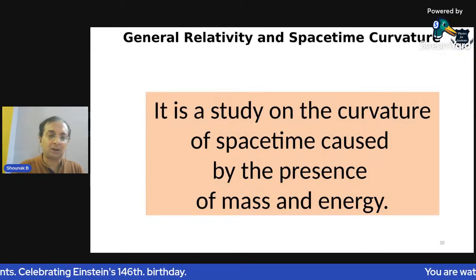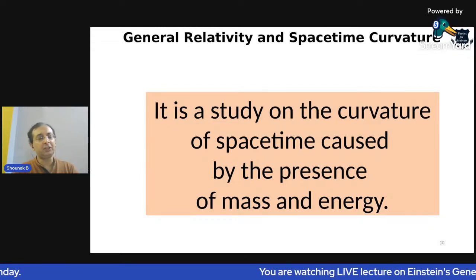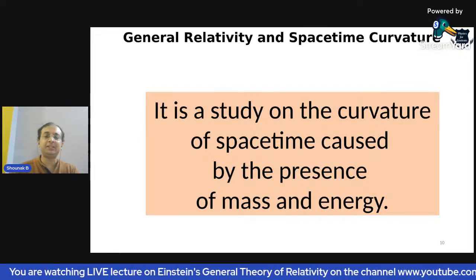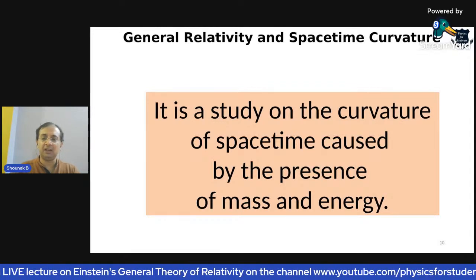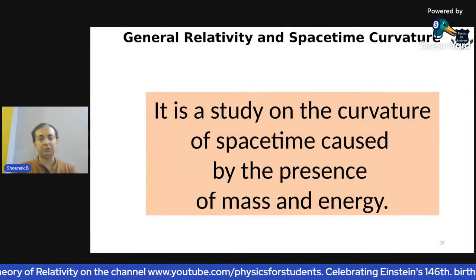So this part of today's session tells the origin, the original paper, and how Marcel Grossmann and Einstein finally found what is called general relativity, which is basically a study of the curvature of space caused by mass and energy.